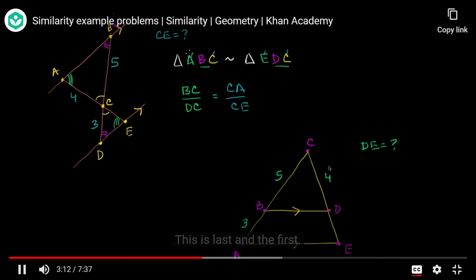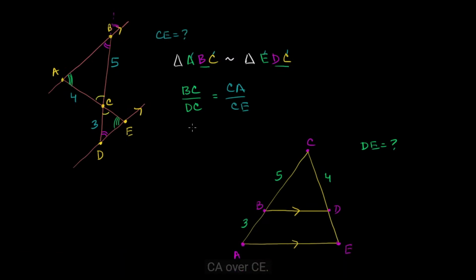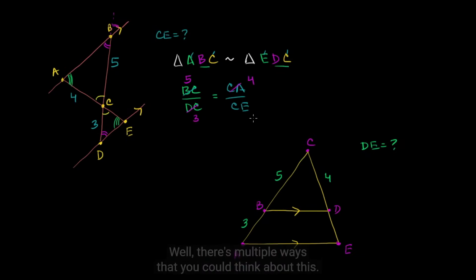Corresponding sides. This is the last and the first, last and the first, CA over CE. And we know what BC is. BC right over here is 5. We know what DC is. It is 3. We know what CA or AC is right over here. CA is 4. And now we can just solve for CE. So there's multiple ways that you could.